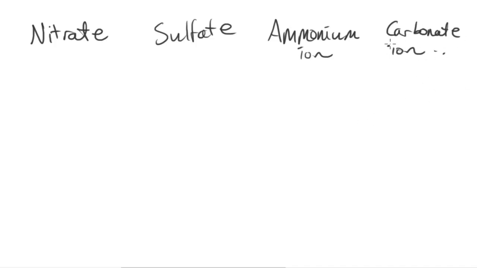I'm going to be making some videos about carbonates in relation to group 2. Anyway, the nitrate ion has the structure NO3, and it's 1 minus, so it's NO3 minus.